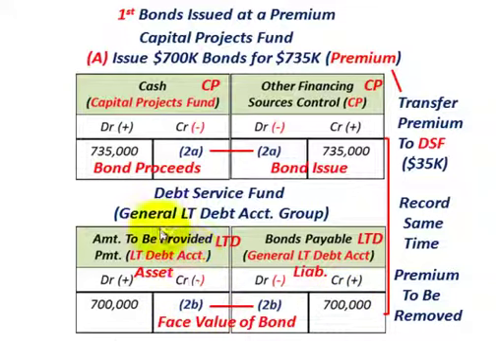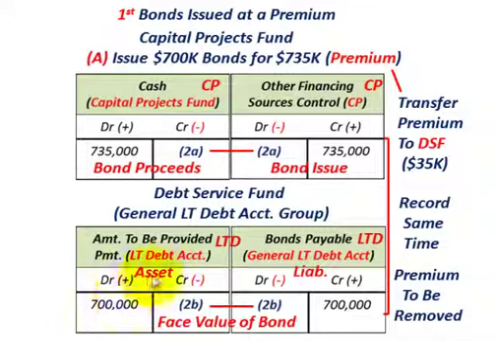So in our general long-term debt account group, we're recording our debt at its face value, the face value of the bond that's being issued. In the capital projects fund, we're recording it based on the proceeds we received. In this case, it was a premium, so we recorded the proceeds, the total with the premium amount included. But in our general long-term debt account group, we just recorded it at the face value.